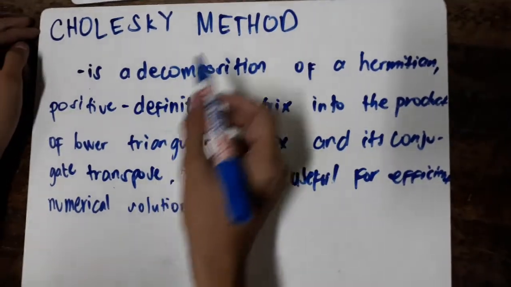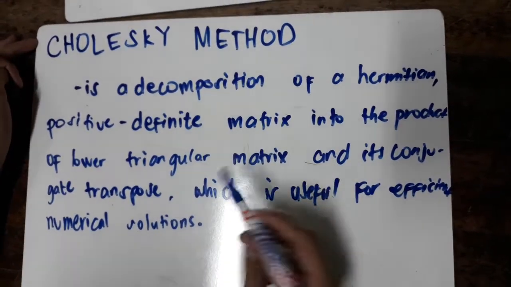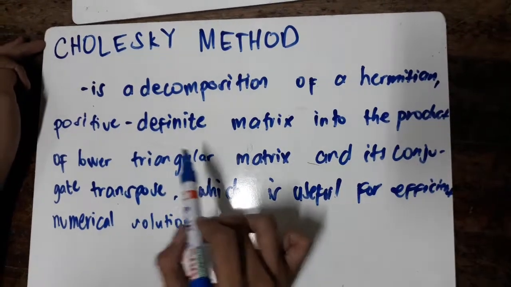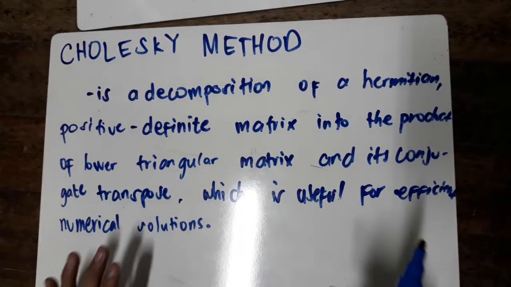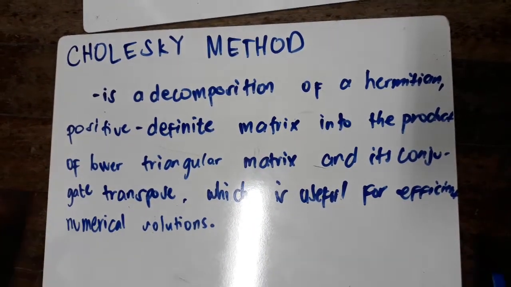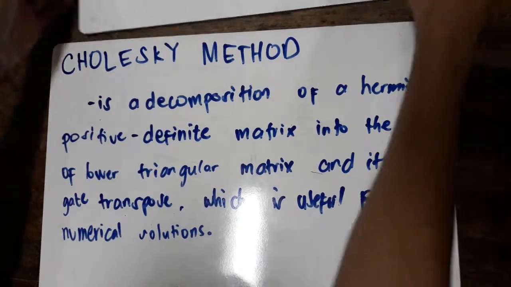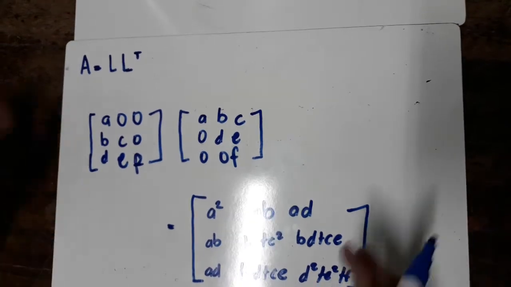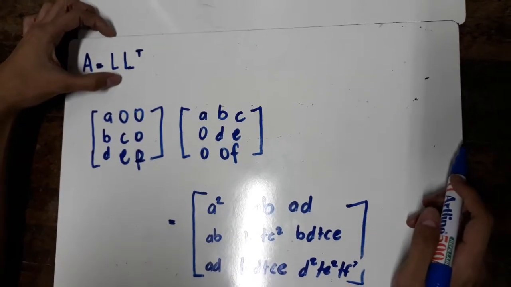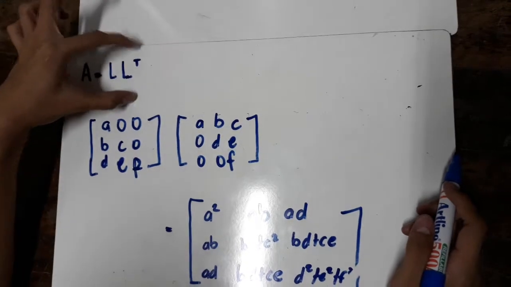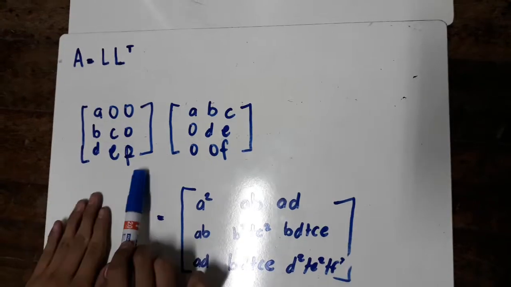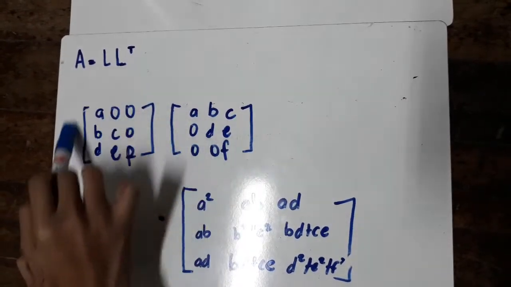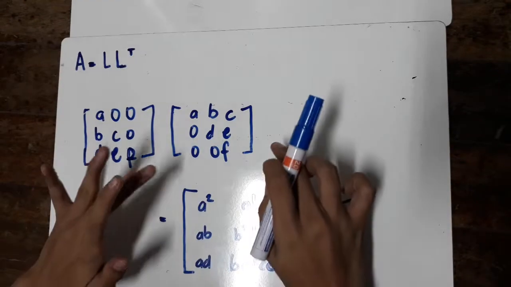Today's topic is all about the Cholesky Method. The Cholesky Method is a decomposition of a Hermitian positive definite matrix into the product of a lower triangular matrix and its conjugate transpose, which is useful for efficient numerical solution. As the definition says, the Cholesky method is the product of a lower triangular matrix times its transpose. So this is an example of a matrix. This is a lower triangular matrix and this is its transpose matrix.